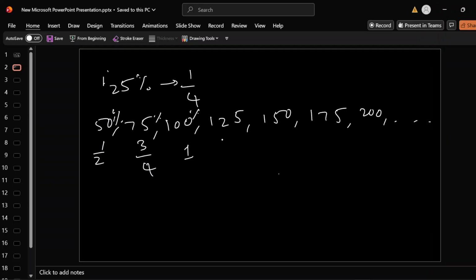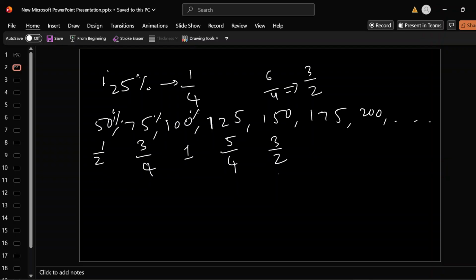In a similar way, 125% value is how much? This will be greater than 1 because 125 is greater than 100. So the fraction value will also be greater than 1. So 25 into how much? 25 into 5 is 125. So multiply 1 by 4 also with 5. Then we will be getting 5 by 4. In a similar way, 150% value is 6 by 4. If we simplify, 2 twos are 4, so 3 by 2 is the 150% value.